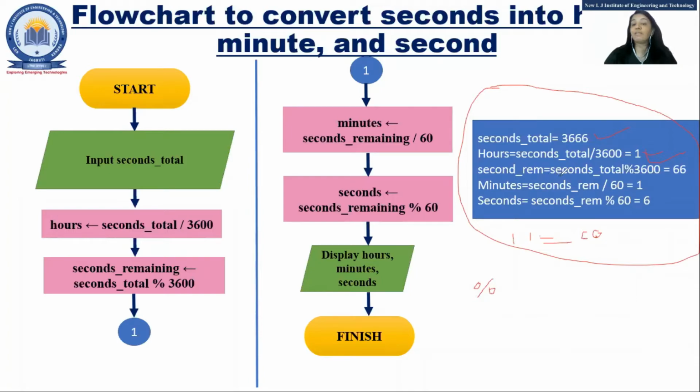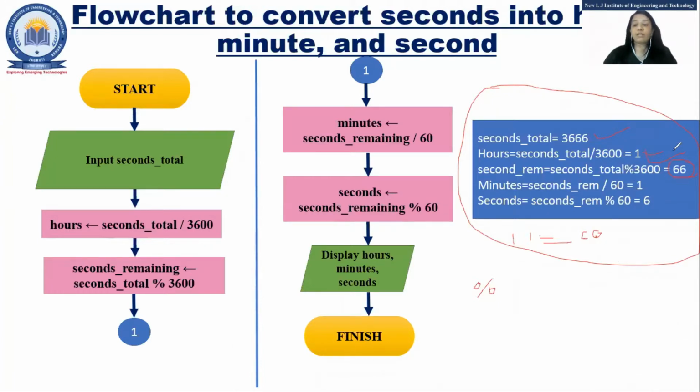So you can see what I have done. I have taken seconds total. This will be 3666. It will be modulo by the seconds for 1 hour, that is 3600. So I'll get the answer 66. Okay, any doubt up to this?